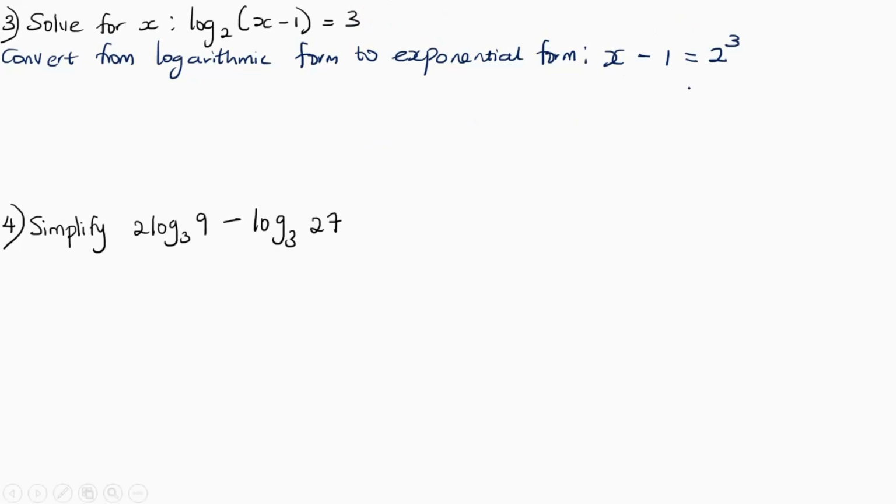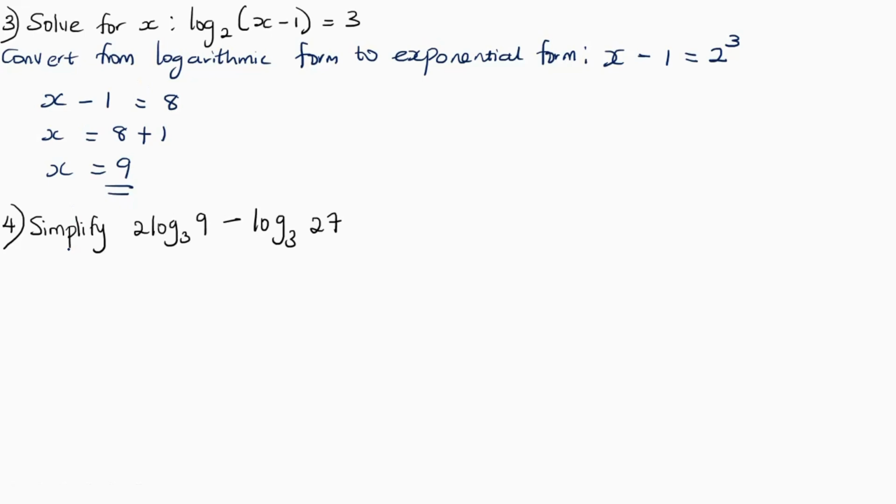So this is how this can be written, and x minus 1 is equal to 2 raised to the power of 3, which is going to give us 8. Now simply solve for x. We have x is equal to 8 plus 1, and x is equal to 9. So this becomes the answer.